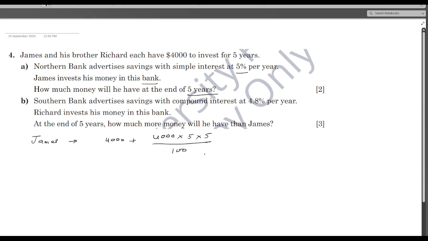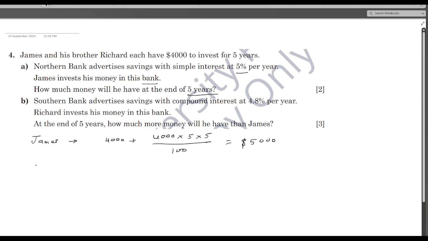So this is your simple interest. So the amount which James has at the end of 5 years is 4,000 plus 4,000 times 5 times 5 divided by 100. So the total amount which James has at the end of 5 years is $5,000.